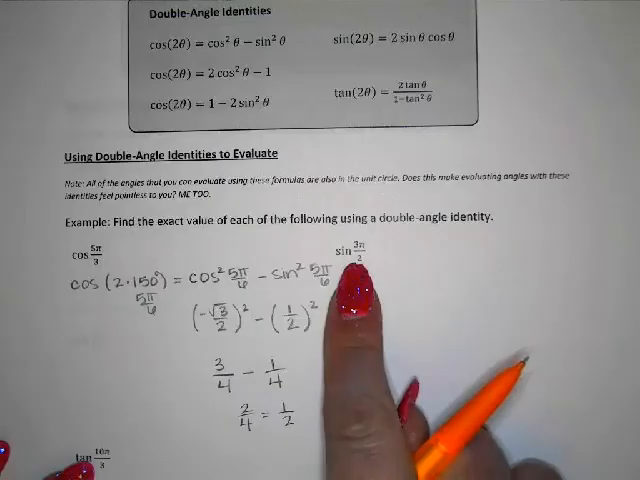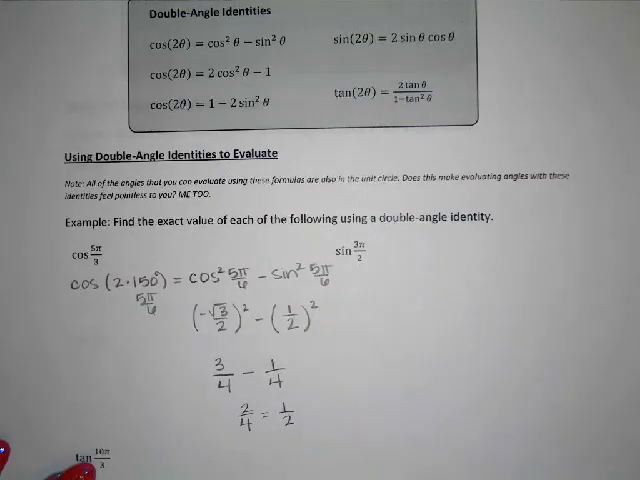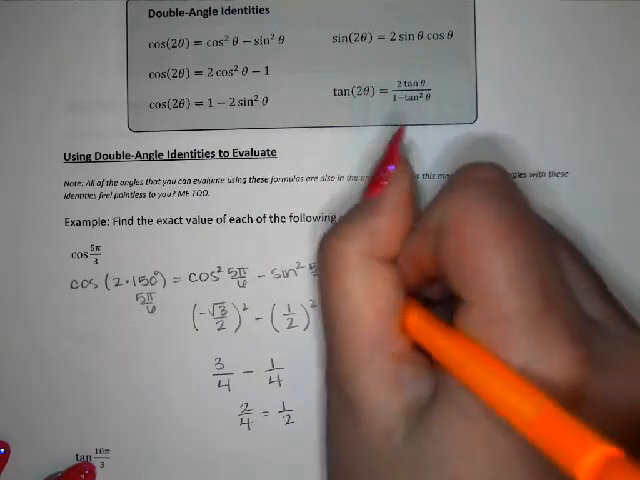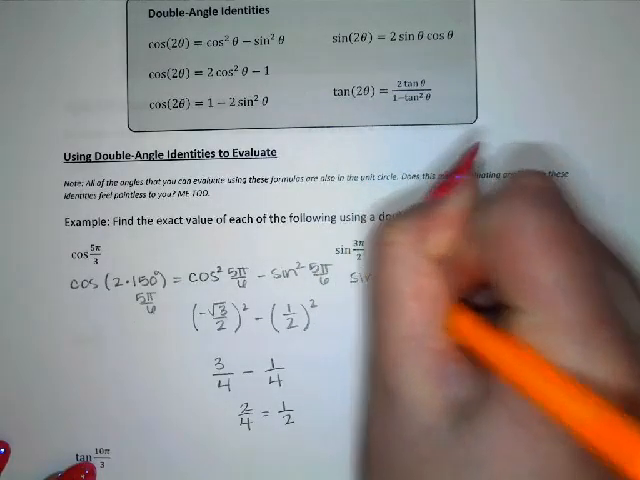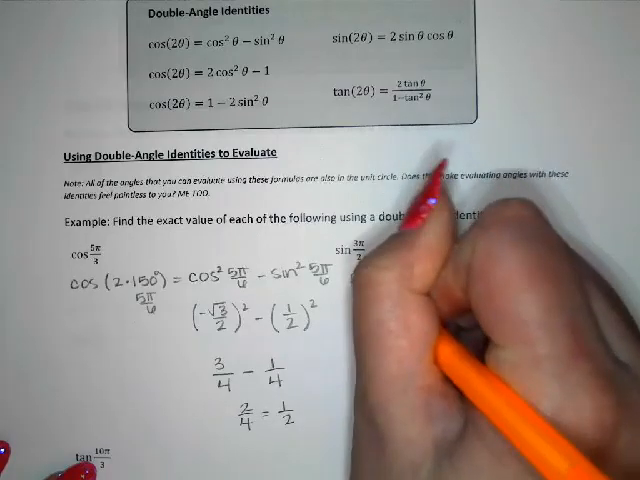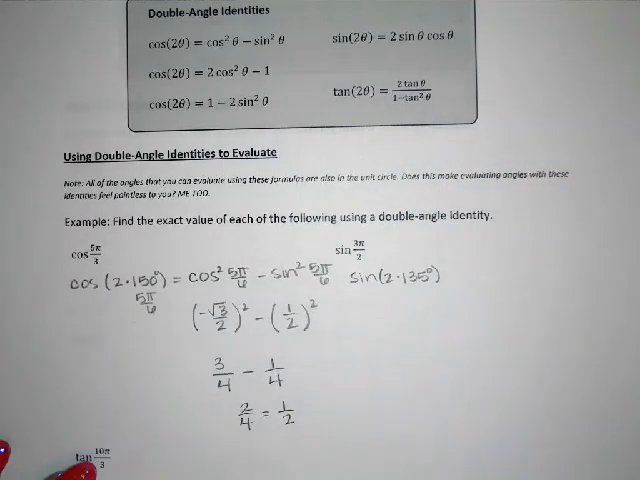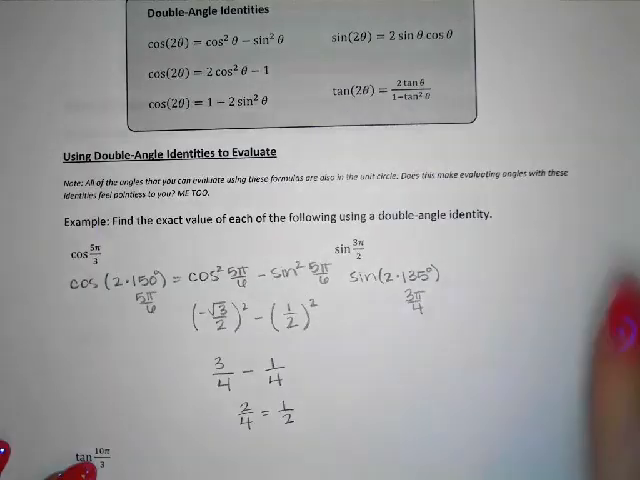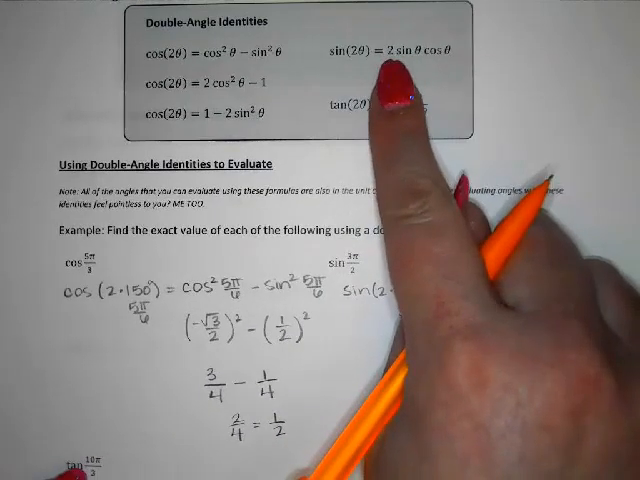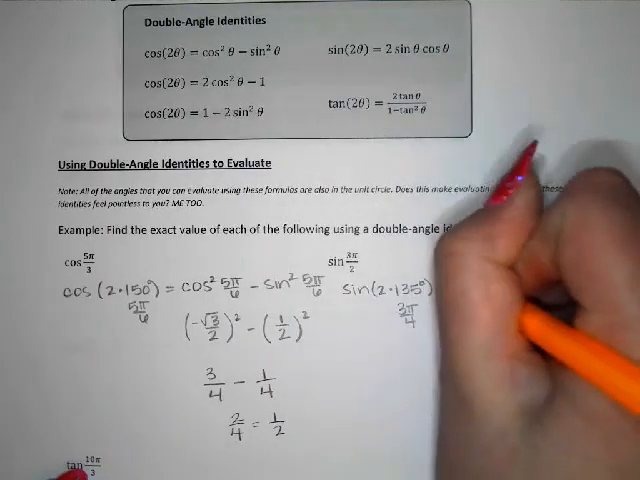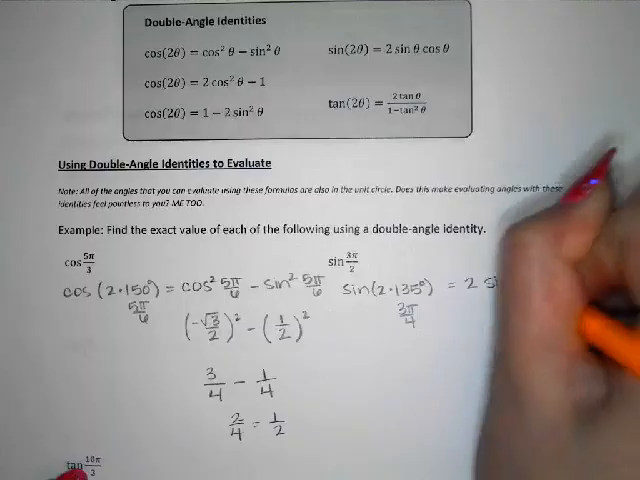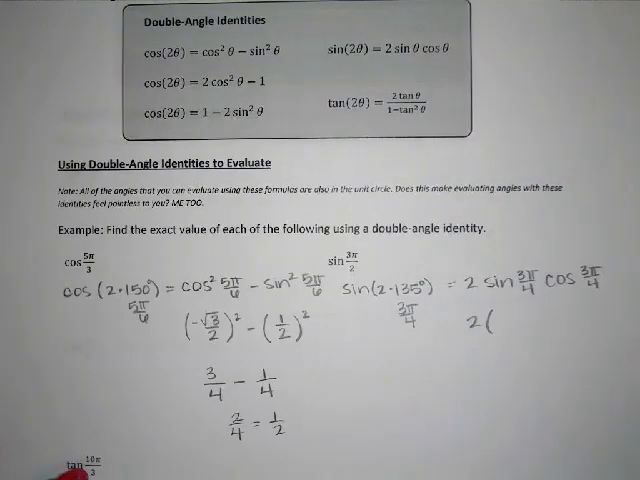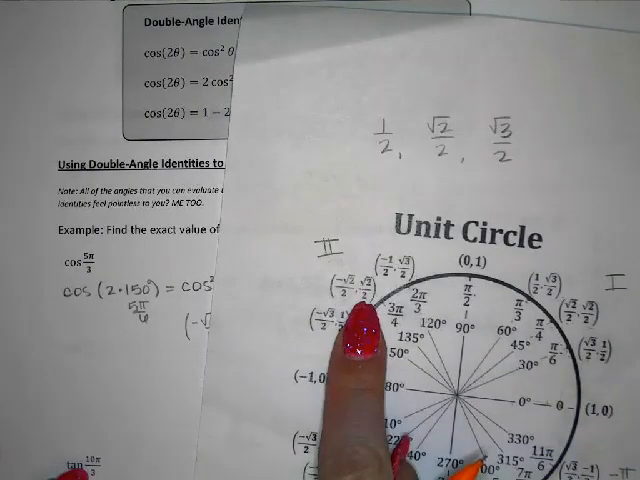Okay, next one, we're going to use a double angle identity to find sine of 3 pi halves. 3 pi halves is 270, and half of 270 is 135. So I'm doing sine of 2 times 135. 135 is 3 pi fourths. Okay, 2 times 3 pi fourths, and so the theta is 3 pi fourths, and so now I'm going to do 2 times sine theta times cos theta. So this is 2 times sine of 3 pi fourths times cos of 3 pi fourths. And then at 3 pi fourths, sine is root 2 over 2, and cos is negative root 2 over 2.